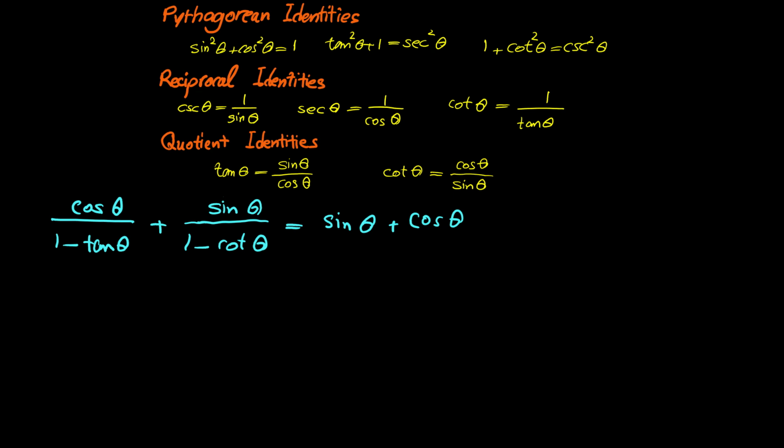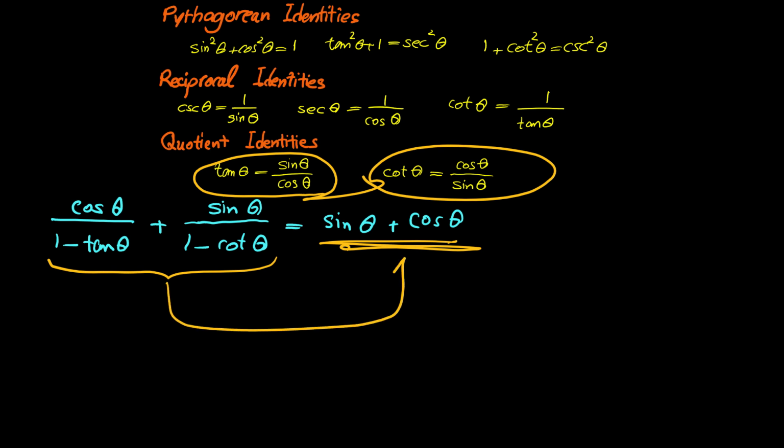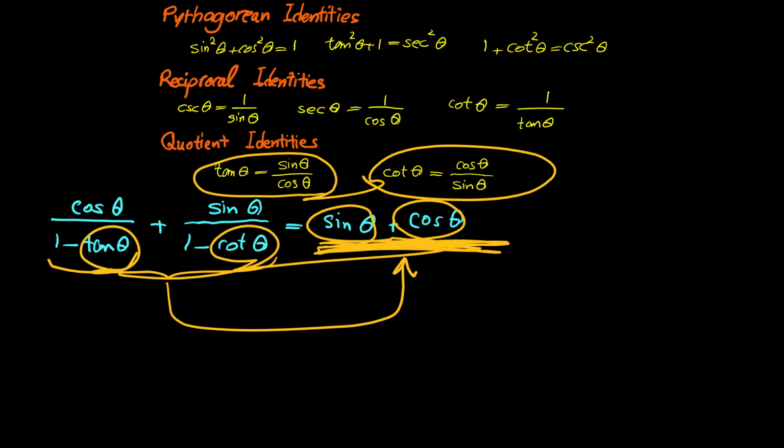And if you notice, in the left side we have tangent and cotangent. So it can be a good idea to write tangent and cotangent in terms of sine and cosine. Because when we look at the other side, don't forget, we want to get from this to this expression. In the right side, we have only sine and cosine, not tangent and cotangent. So this is the first thing that we can do here.